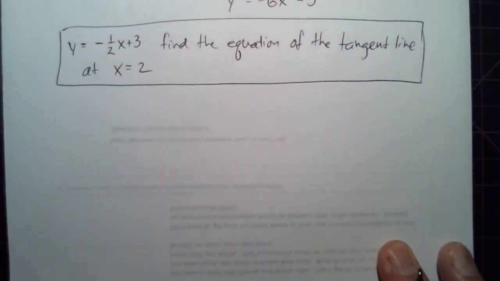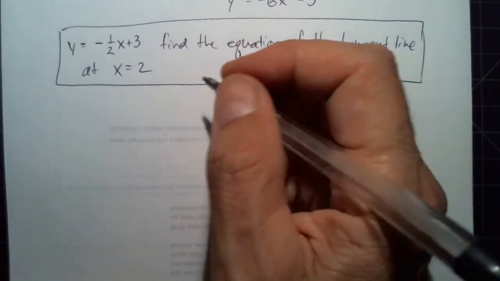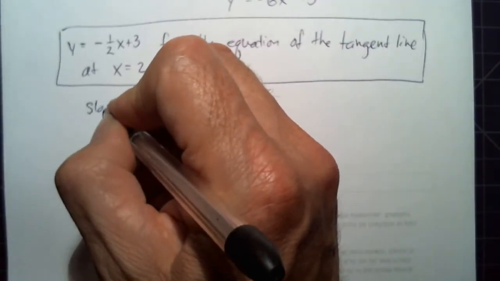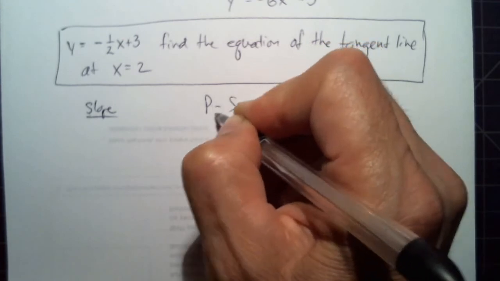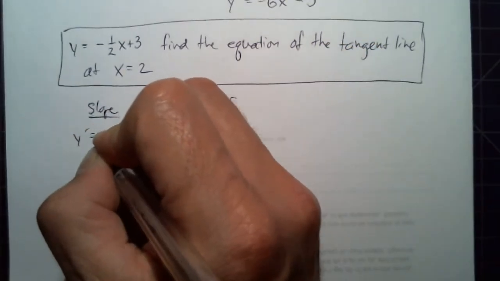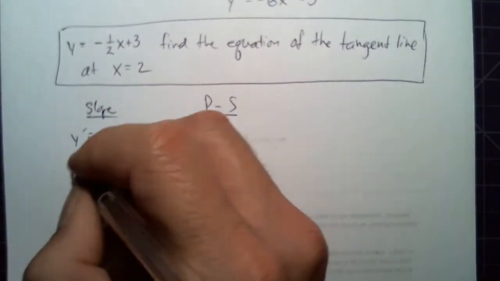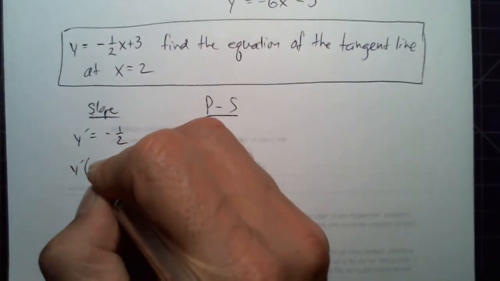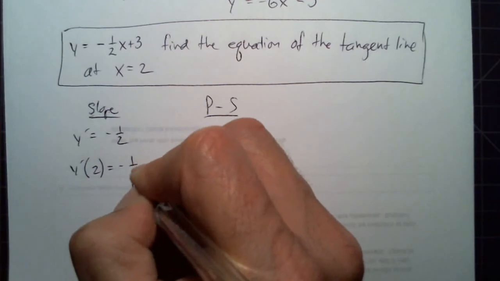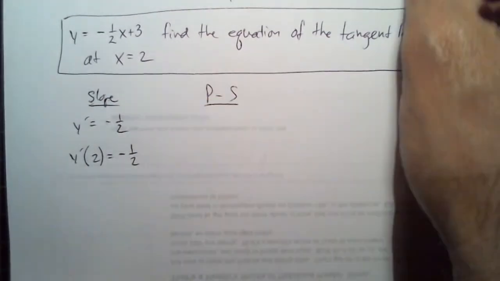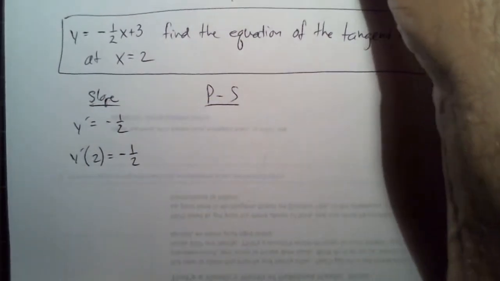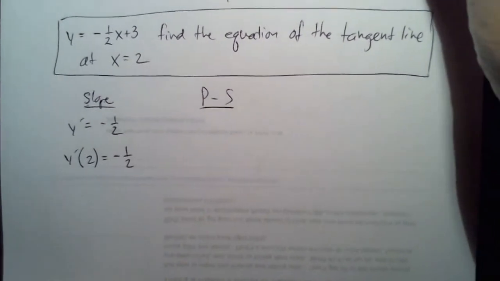Alright, pause the video and try that one. Slope, point slope. The slope is the derivative, and that's going to be negative 1/2. The slope at 2 is still negative 1/2. The slope is constant, so it doesn't matter where we are evaluating it.